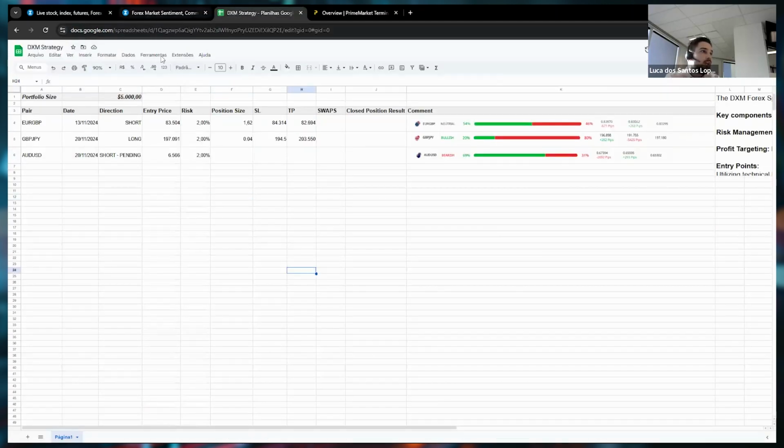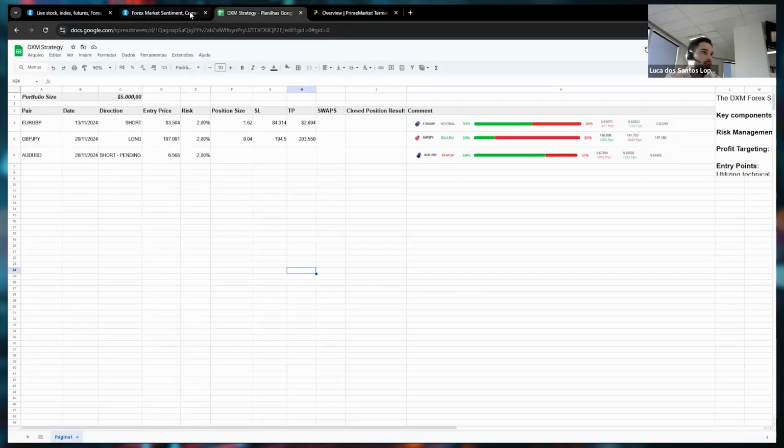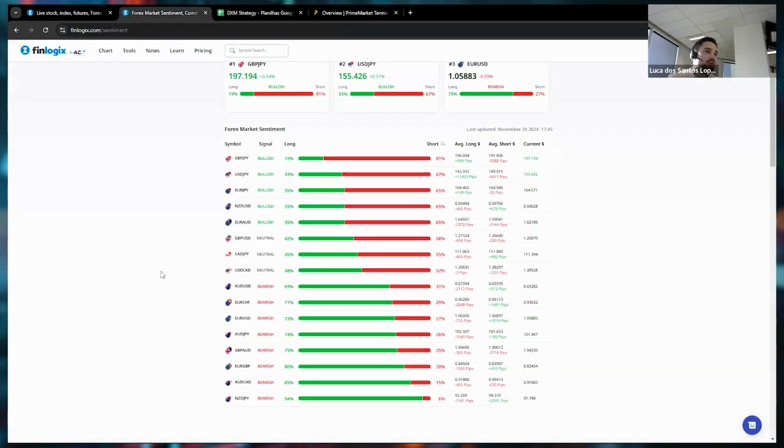So I think these are the trades. Looking at what we got on the market sentiment here, these are pretty much the trades. So it looks like we're going to be having one trade per week, most likely, or maybe two trades per week, depending on how the market fluctuates and how the portfolio exposure is as well.